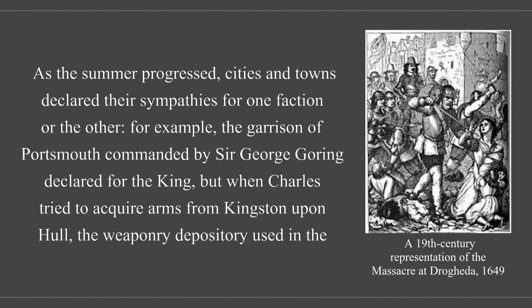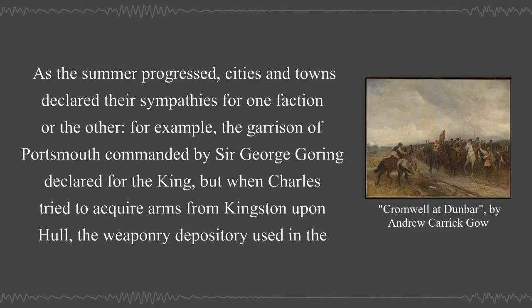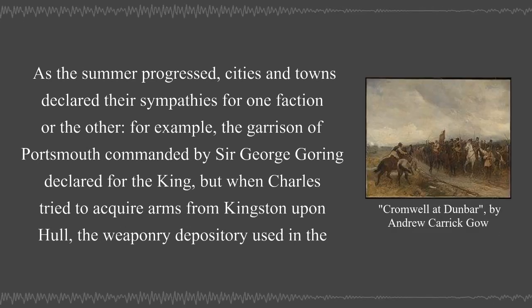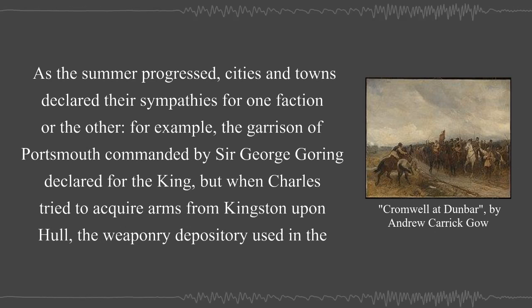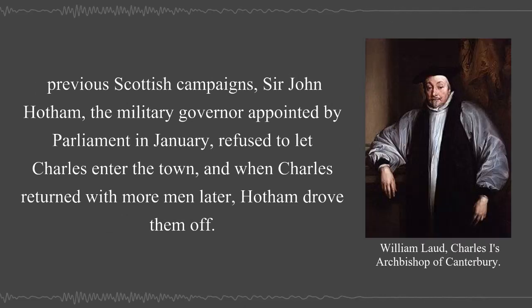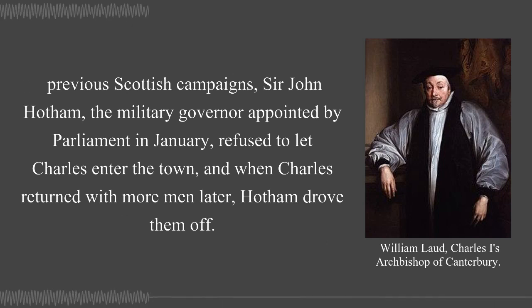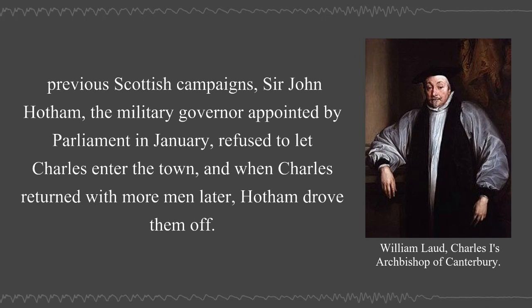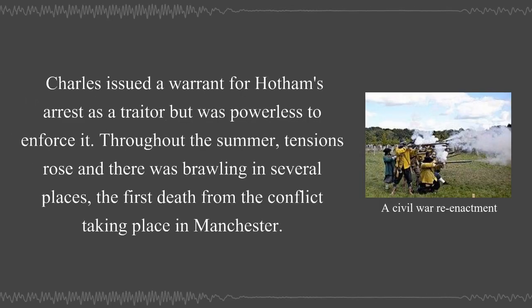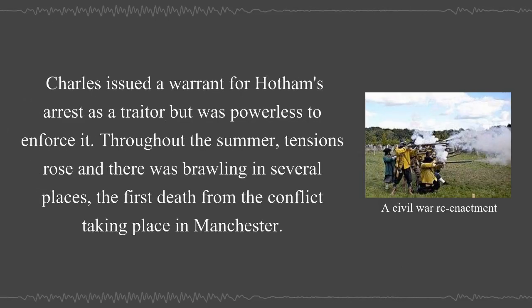As the summer progressed, cities and towns declared their sympathies for one faction or the other. For example, the garrison of Portsmouth, commanded by Sir George Goring, declared for the king, but when Charles tried to acquire arms from Kingston upon Hull, the weaponry depository used in the previous Scottish campaign, Sir John Hotham, the military governor appointed by Parliament in January, refused to let Charles enter the town, and when Charles returned with more men later, Hotham drove them off. Charles issued a warrant for Hotham's arrest as a traitor, but was powerless to enforce it.